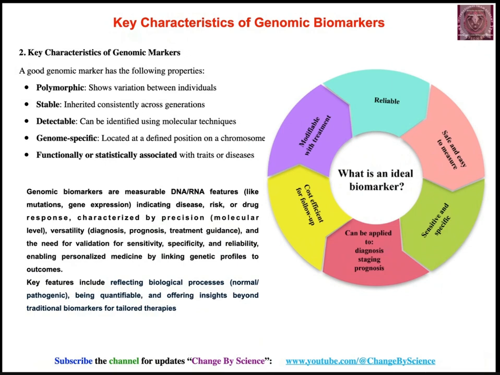So a good genomic biomarker has the following properties: polymorphic, which shows variation between individuals; stable, inherited consistently across generations; detectable, can be identified using molecular techniques; genome specific, located at a defined position on a chromosome; and functionally or statistically associated with traits or diseases.